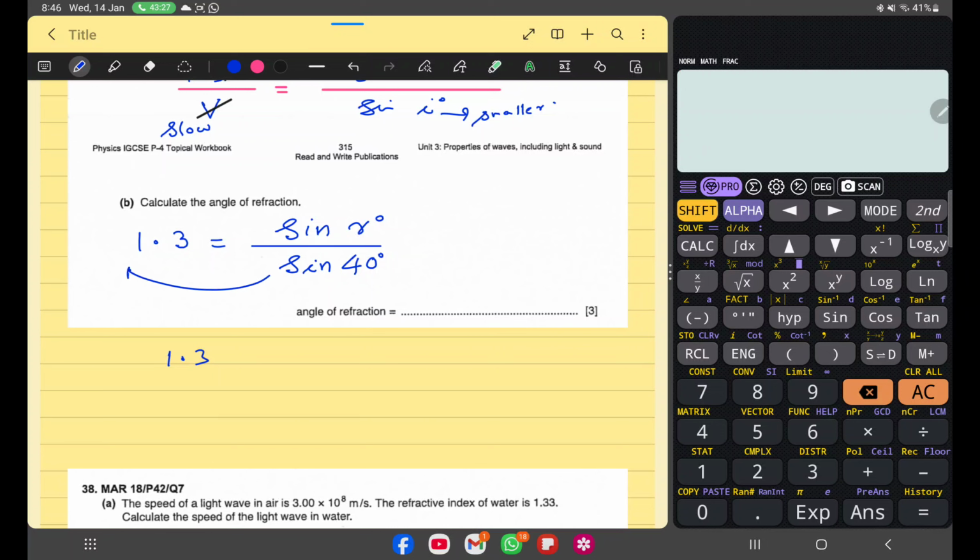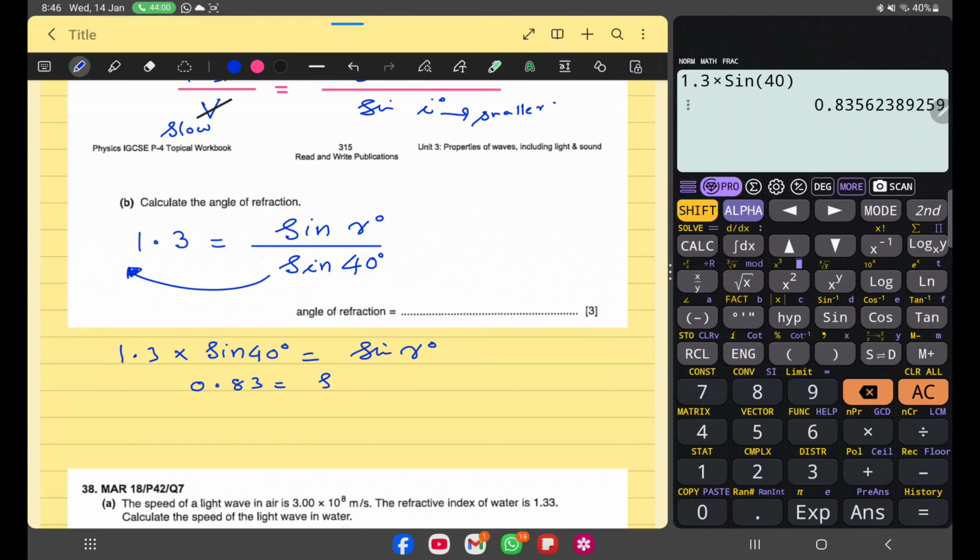Okay, but now this sine 40 is shifted to the other side. So it becomes 1.3 into sine 40 is equal to sine r. We have to calculate sine r. So I'm writing 1.3 on the calculator, multiply by sine 40. So this number becomes 0.83. So 0.83 is equal to sine angle r.